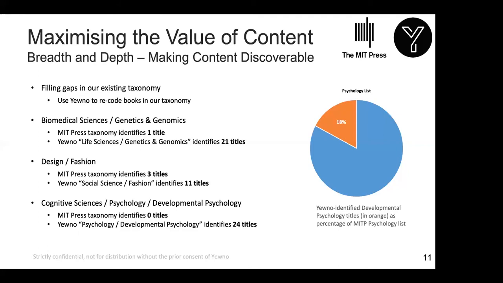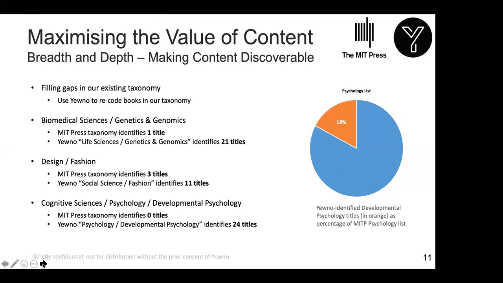And the final example is developmental psychology, which is a subtopic in the MIT Press taxonomy, which is the deepest level it goes. And this one had the same mapping issue as genetics, where they had no titles, whereas we were able to identify 24. And those 24 titles represented 18% of the entire list.